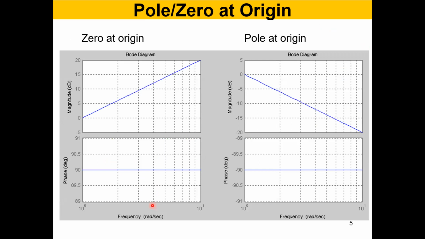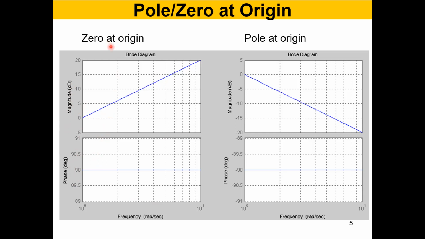On the left, a 0 at the origin. On the right, a pole at the origin. A Bode plot actually has two graphs. The first one is the magnitude graph. The other one is the phase graph.